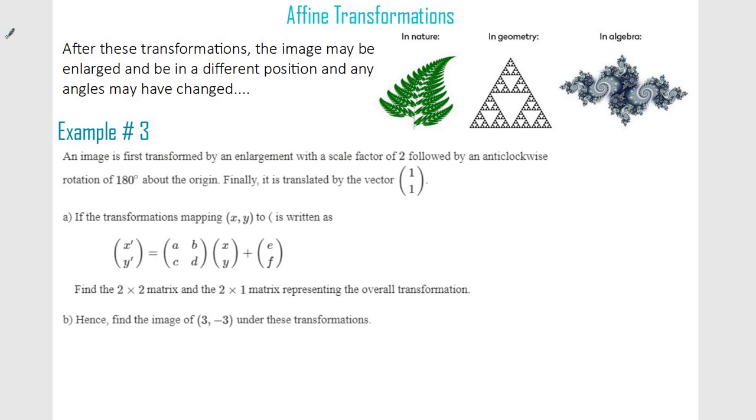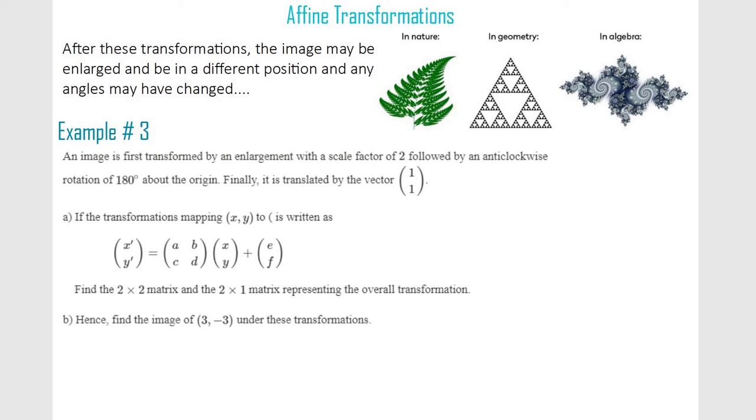I don't know why I just said try it on your own. I haven't explained this one. It's so similar to composite transformations anyway. So we're doing an enlargement with a scale factor of 2, followed by an anti-clockwise rotation of 180 degrees. All right, finally it's translated by the vector.